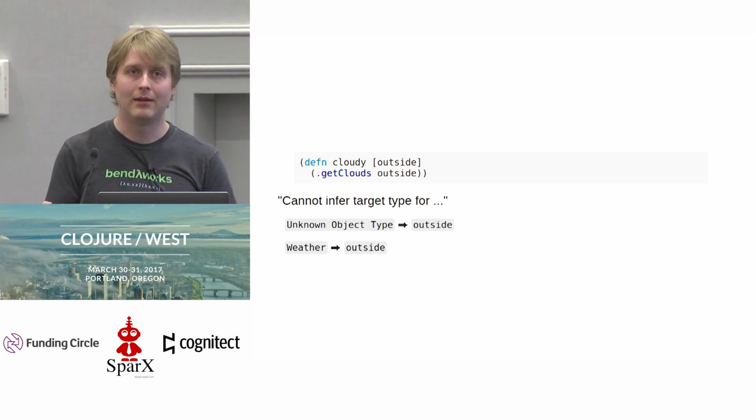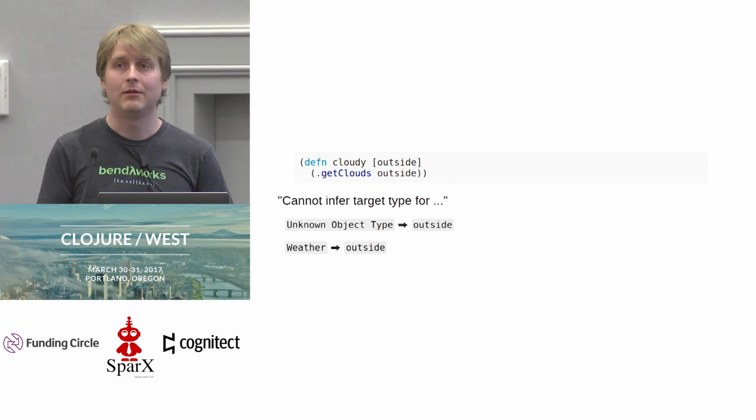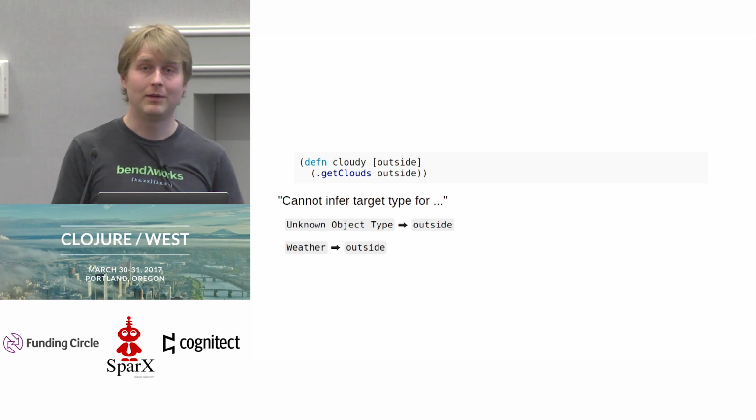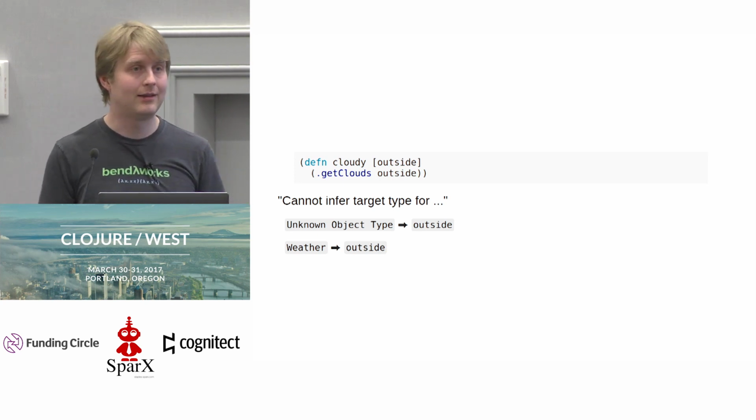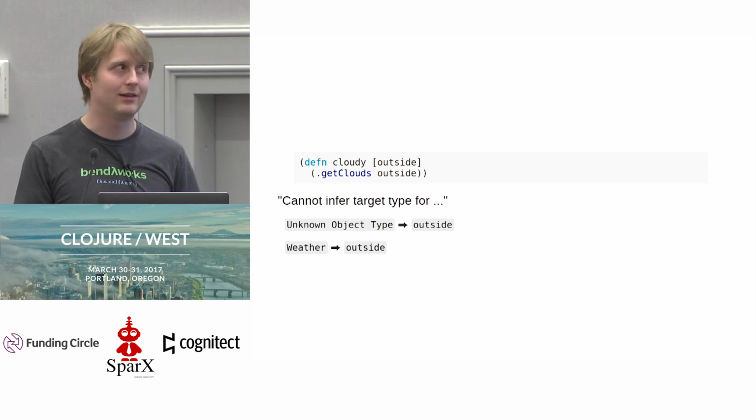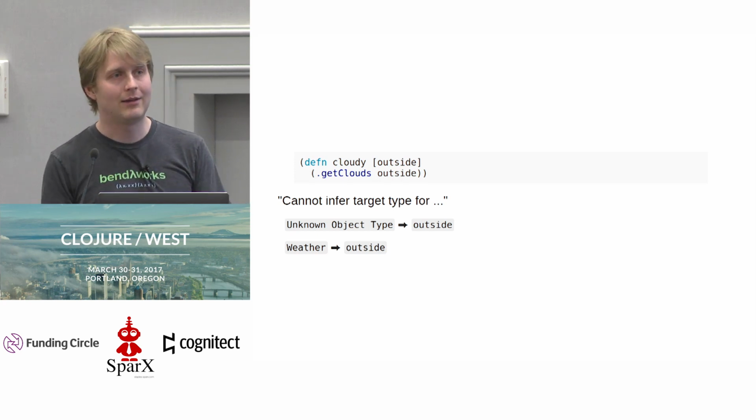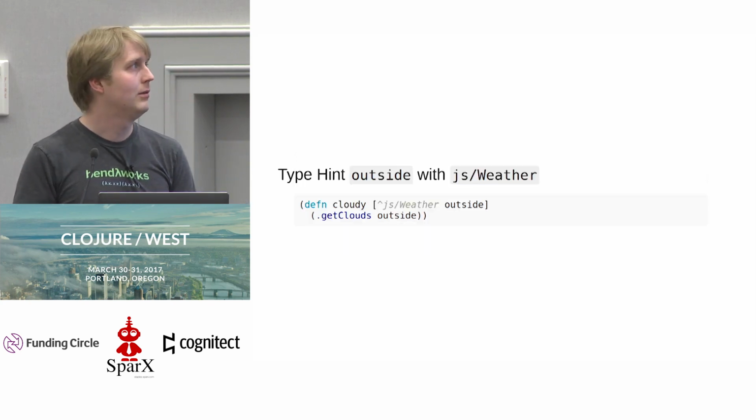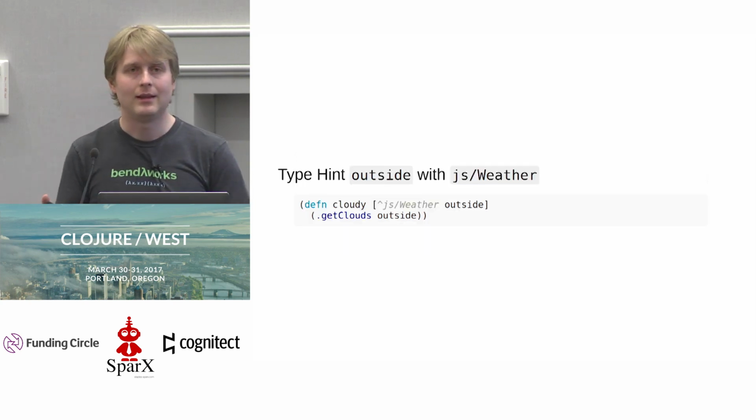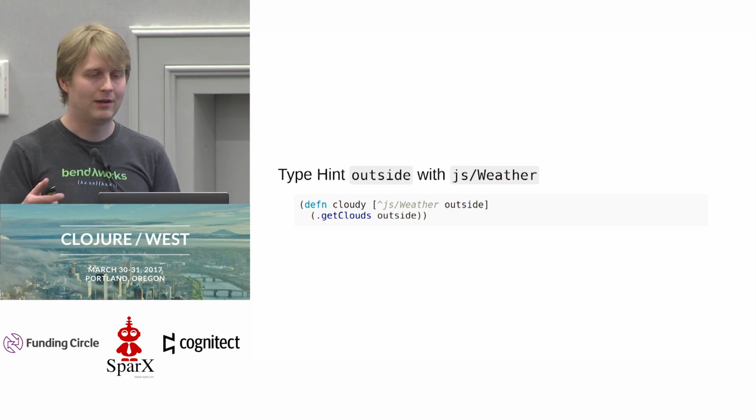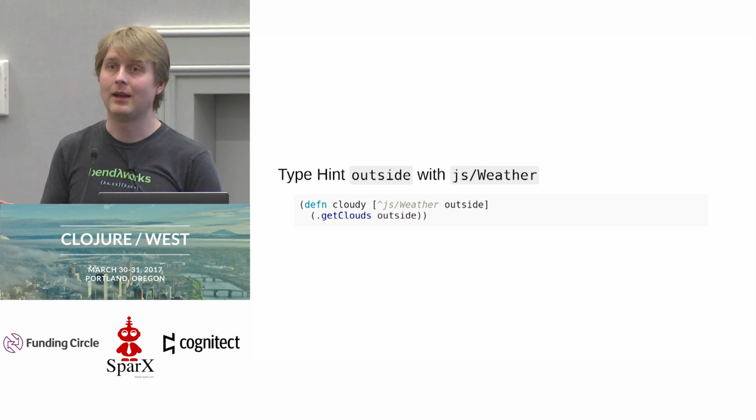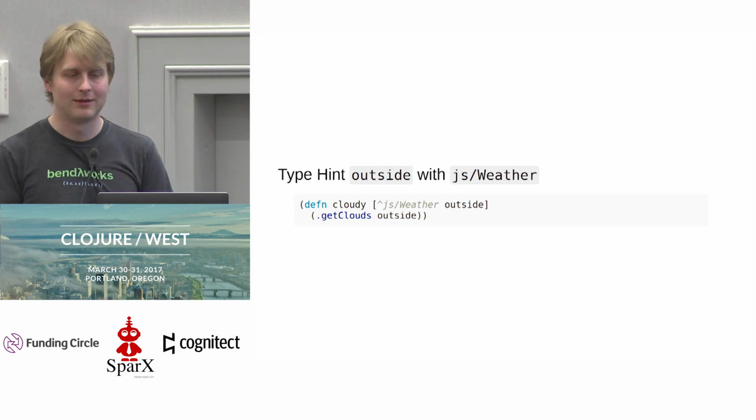So like for the first warning, say we have this cloudy function that has an outside parameter, and we call getClouds on it. Then we'll get the warning of "cannot infer target type for." And this is telling us that ClojureScript has no idea what outside is. It's an unknown type as far as it's concerned. So we need to tell it that this is actually going to be a weather type of outside. So we just type hint the outside as a JavaScript weather type.